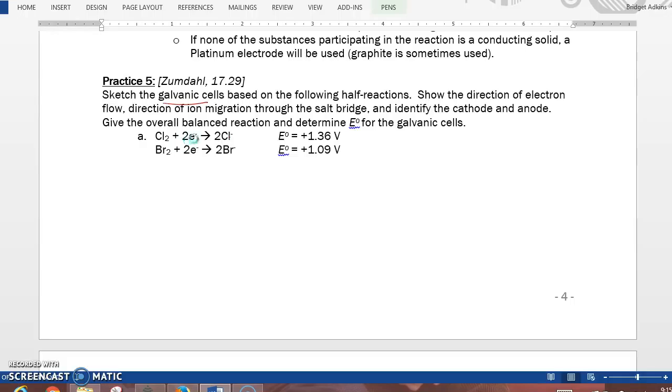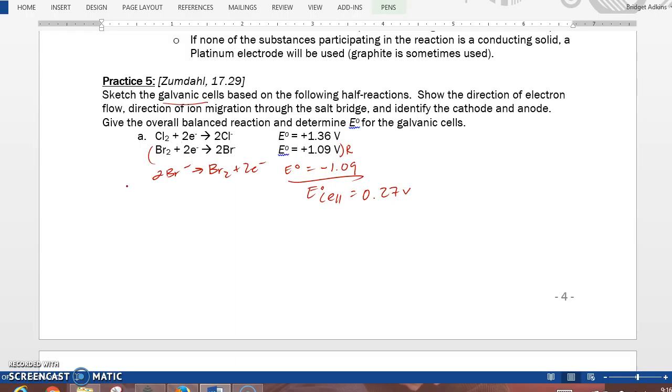So if I flip the first one, I'm going to end up with a negative sum, and that won't be spontaneous or galvanic. So I know I have to flip this second one. So this is going to become 2Br minus forms Br2 plus 2 electrons, and E naught is going to be negative 1.09. Alright, we can go ahead and get our E naught cell for this. So E naught cell is equal to 0.27 volts. So a positive E, so that tells you that it is spontaneous.